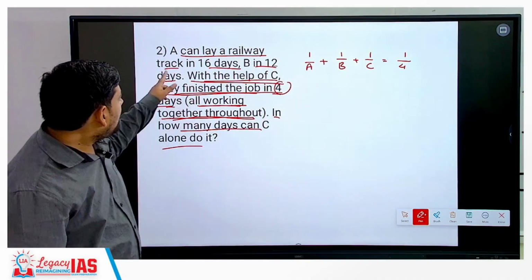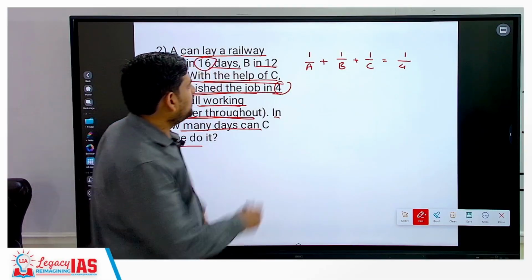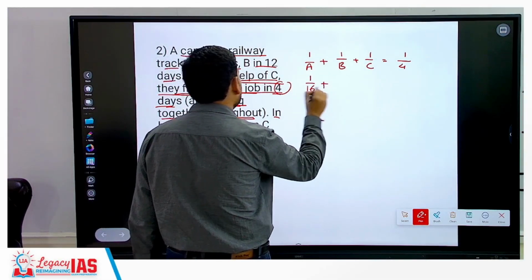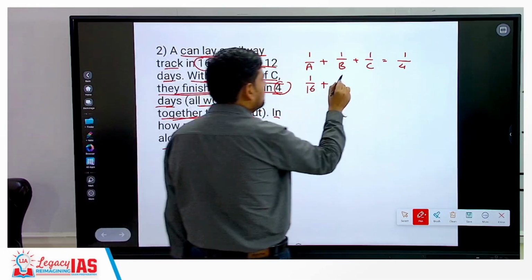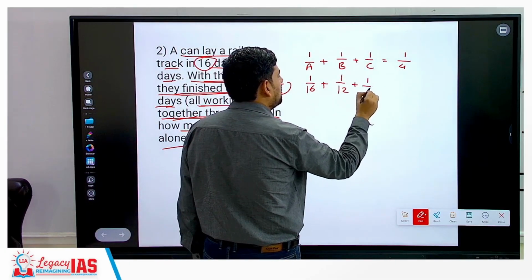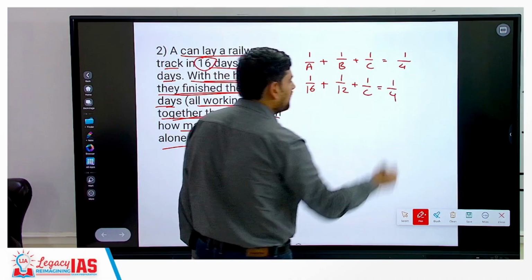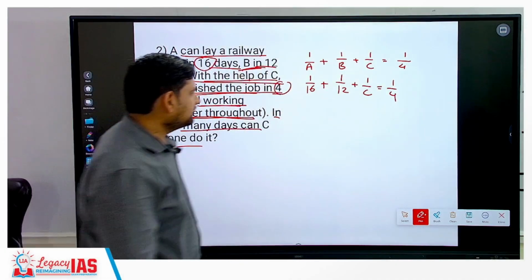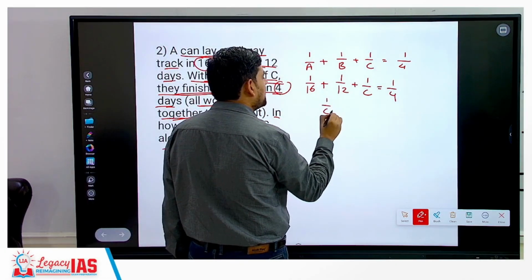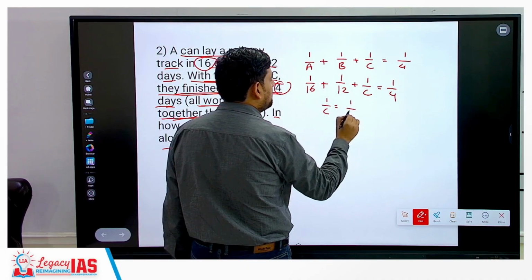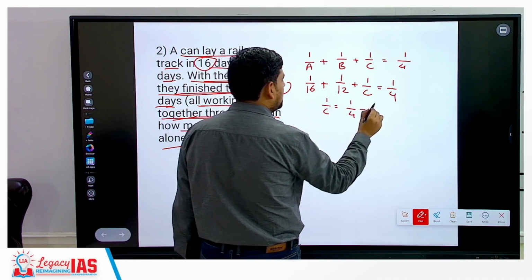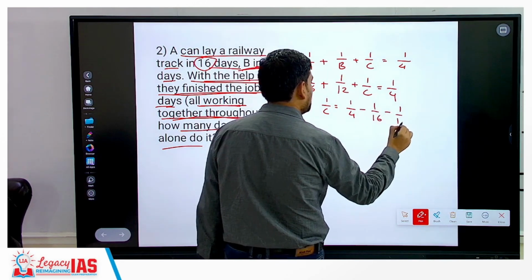Now A can alone do it in how many days? 16 days. So here it becomes 1 by 16, plus B can do it in 12 days, so 1 by 12, plus 1 by C is equal to 1 by 4. Correct? Now the value of 1 by C will be equal to what? 1 by 4 minus 1 by 16 minus 1 by 12.